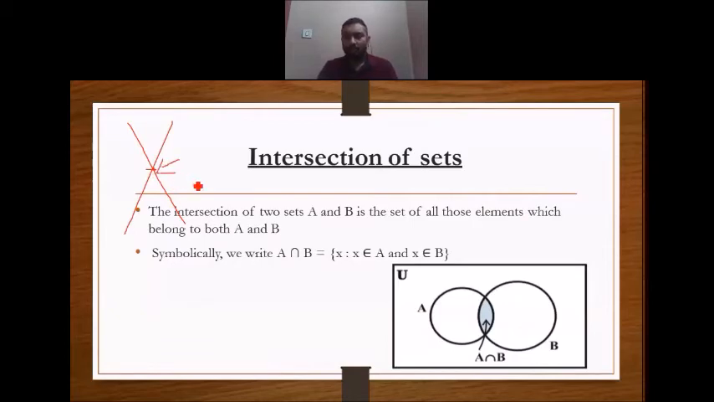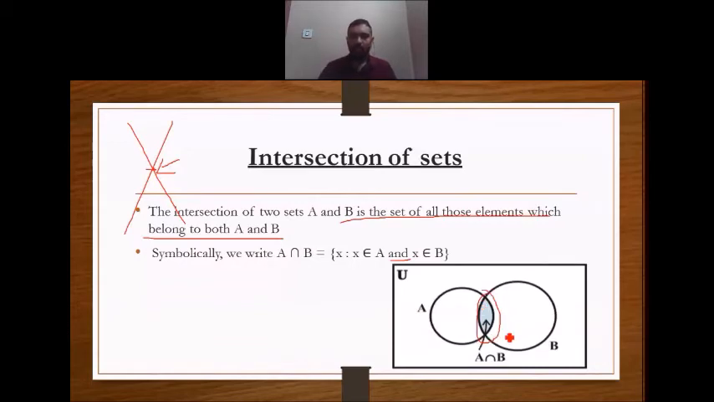Intersection means we are taking the elements which are common to both A as well as B. So intersection of two sets is a set of all elements which belong to both A and B. So they should belong to both A and B. Symbolically, we write A intersection B is X belongs to A such that X belongs to A and X belongs to B. Here this word and is important. And means it will belong to A as well as it will belong to B. So this is the intersecting part. This is the common part.